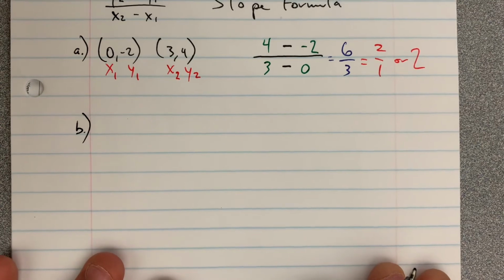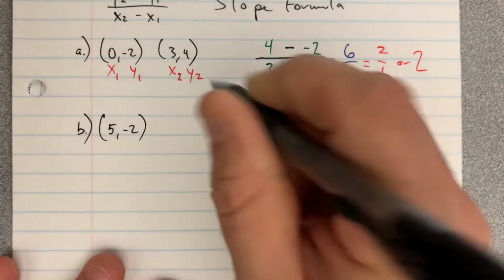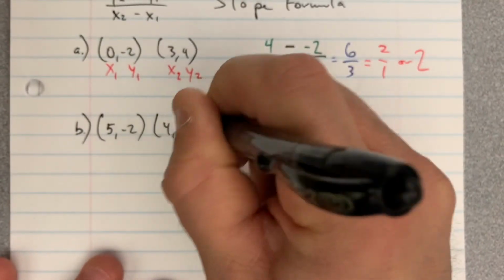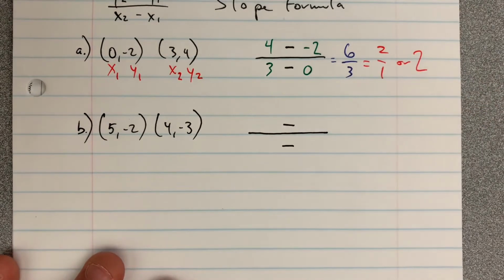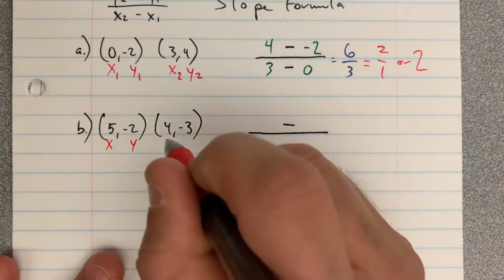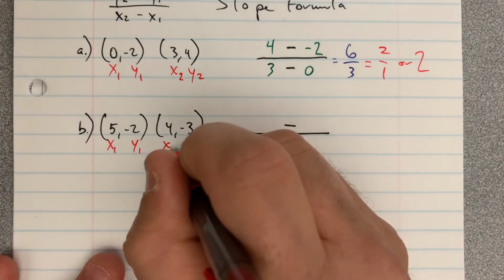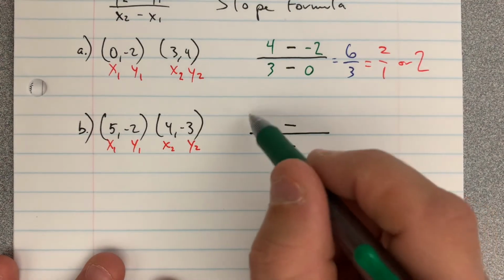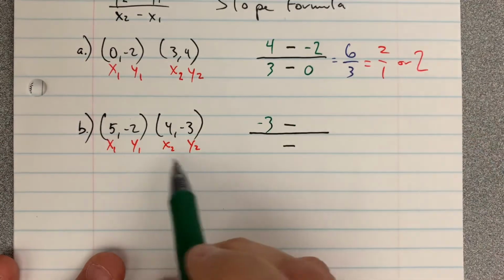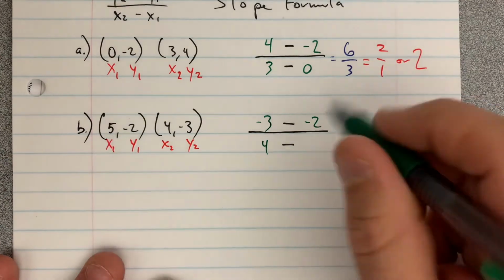Example B. (5, -2) and (4, -3). Again, we're going to be putting this into our fraction, where we're subtracting up top and on bottom. I'm going to assign again. This is my x, that's my y, this is my x, that's my y, that's the first one, that's the first one, that's the second, that's the second. So I'm going to plug my numbers in from there. y2 goes here, that's -3, y1 is -2, goes here, x2 is 4, x1 is 5.